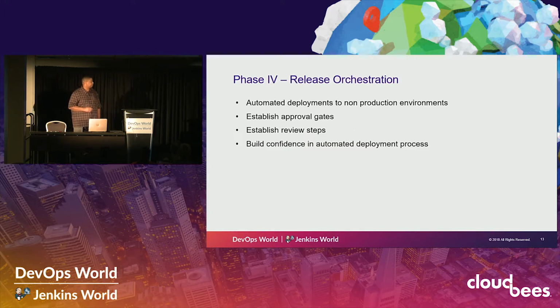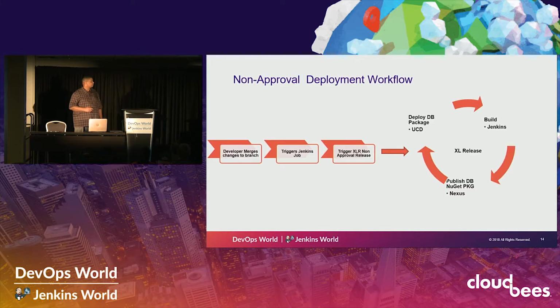So this last phase is the release orchestration phase. In this phase, this is where we'll have automated deployments to the non-production environments, and this is where we'll establish approval gates and review steps, and try to build confidence in the automated deployment process. For the release orchestration, I'll be using XL Release. And in XL Release, I can establish approval gates for the DBA and manager approvals, to capture that interaction. So what I want to do is go over the non-approval deployment workflow.